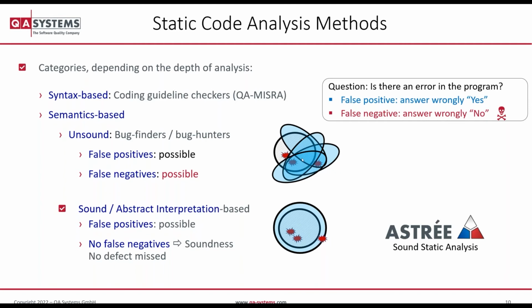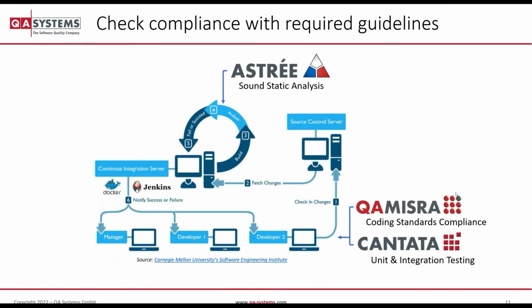And that's really proven. And therefore, instead of using 2 or 3 bug finders, do it right from the beginning. Use an easy tool for the syntax-based code, which checks your coding standard, and then use a sound analyzer to catch all the bugs. Now, how should that look for the process? Therefore, we propose to use QA-MISRA and Cantata directly at the developer's desk.